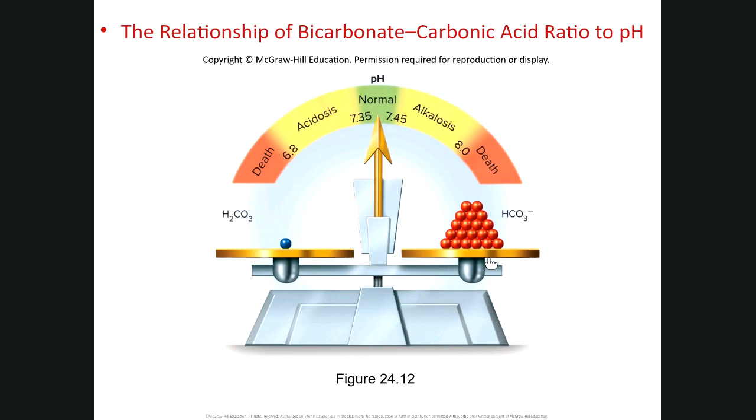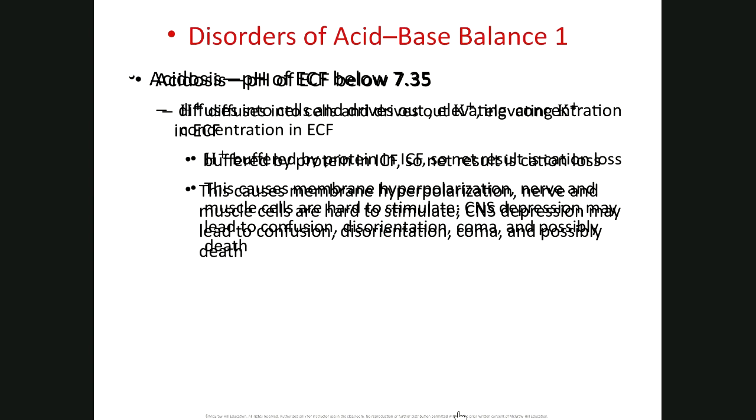So another way of looking at it is that H2CO3 is more potent, more drastic in its effect when the balance is being considered. Acidosis is a pH of the extracellular fluid below 7.35. Below 7.35. And we try to balance it, buffer it, but sometimes it really is strong.